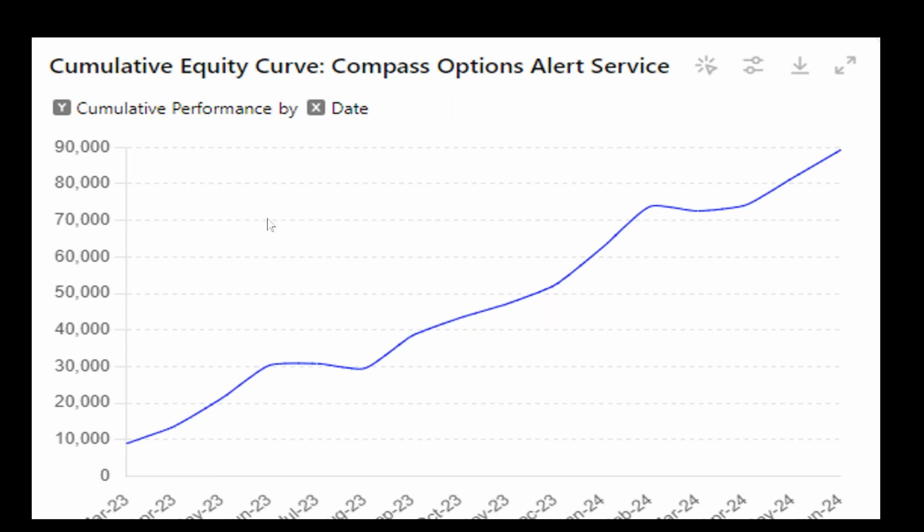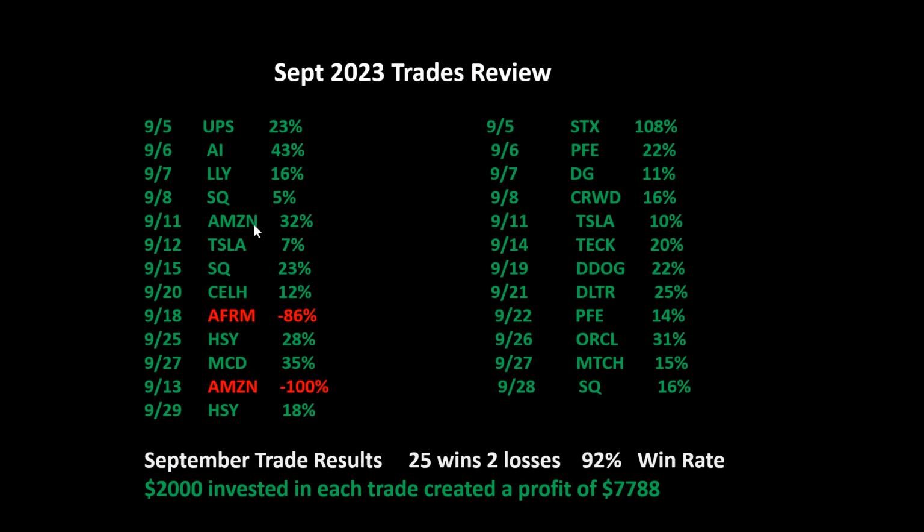Obviously, if you invest more, you get more. If you invest less in a trade, you get less. But I have to use some sort of a baseline, so I use $2,000 as a baseline. And you'll see that here in just a minute when I start showing some of the results. All right, so here it is, some of the results.